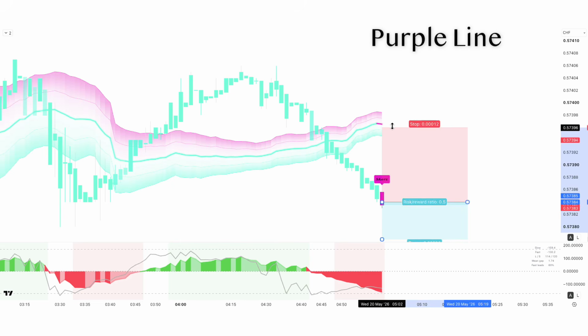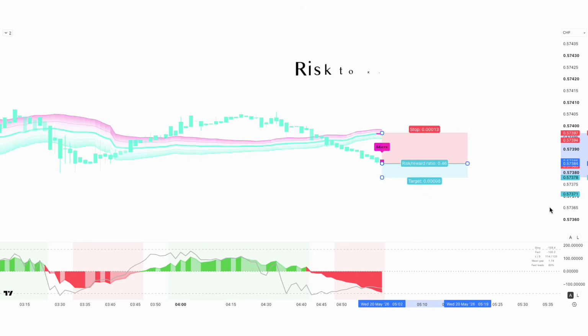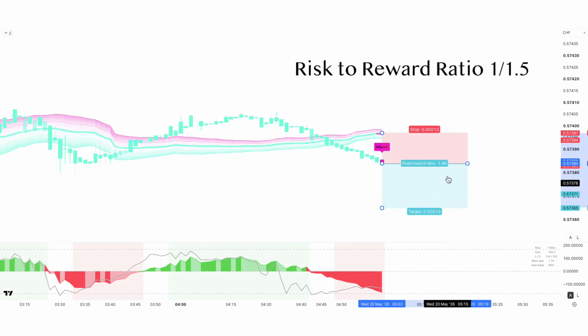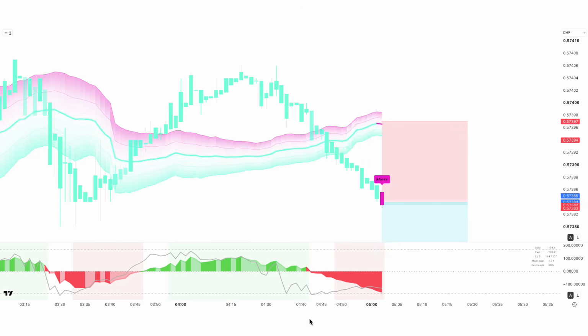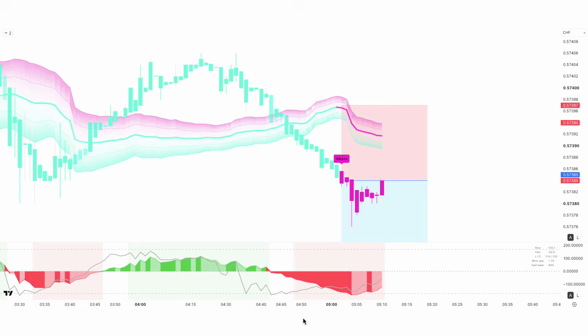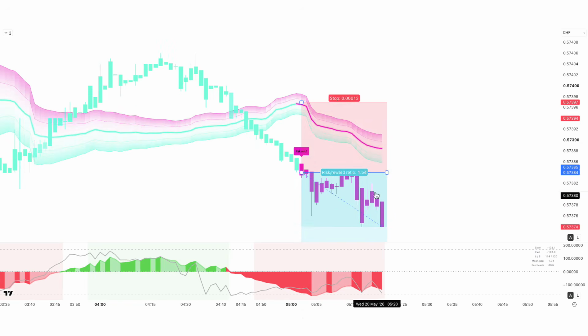Our stop loss is to be placed at the purple line, and the risk-to-reward ratio will be 1:1.5. Let's see what happens to our trade. Our trade is running in profit.